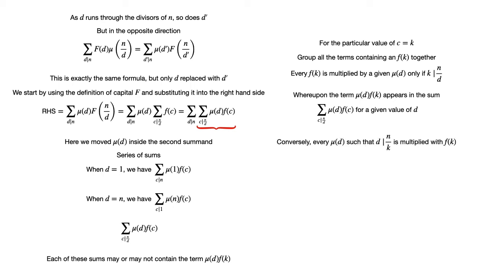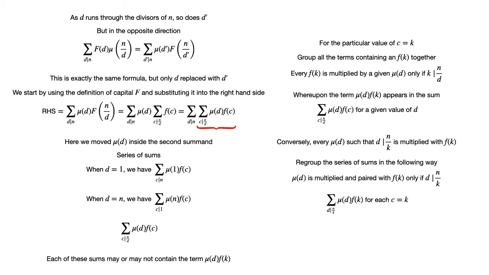Conversely, every mu of d such that d divides n upon k is multiplied with f of k. This is precisely the grouping we desired, and its virtue is that it allows us to regroup the series of sums in the following way. The term mu of d is multiplied and paired with f of k only if d divides n upon k, and so each term in the series now looks like the sum as d divides n upon k of mu of d into f of k for each c equals k. Hence we have succeeded in grouping terms by the f of k factor they contain.